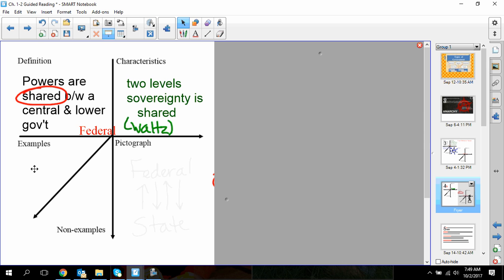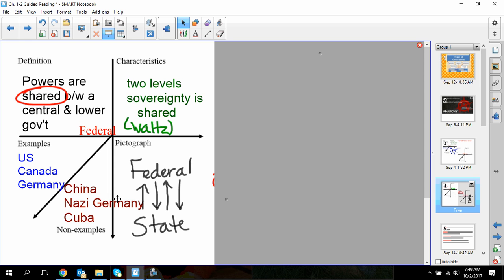So examples of federal government would be the United States, Canada, Germany. And if you would go to Google and put federal type of government, you're going to see a lot of countries show up. Non-examples would be things that don't share the power at all. Okay, a picture that I have here is the arrows going both ways.